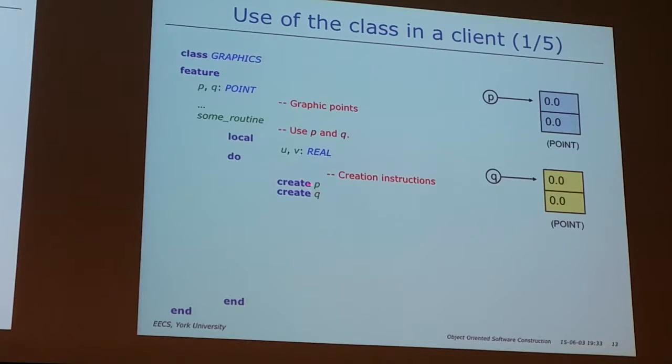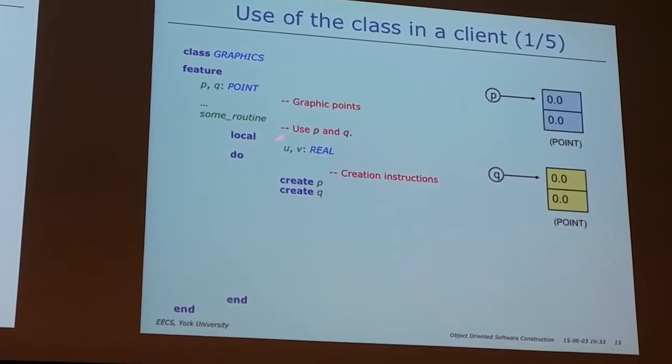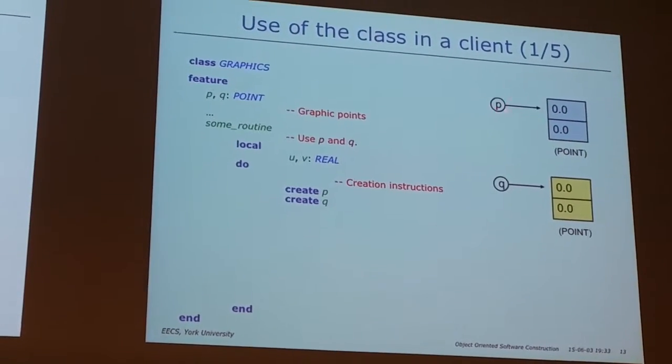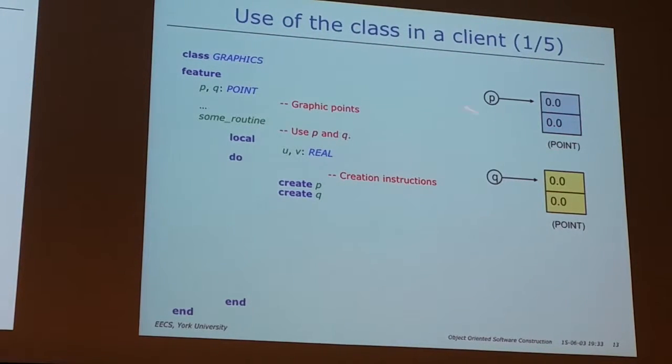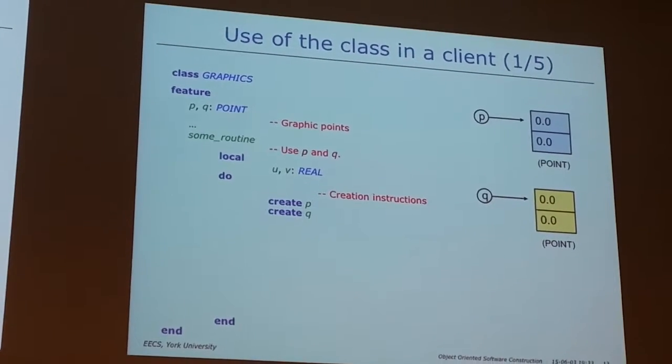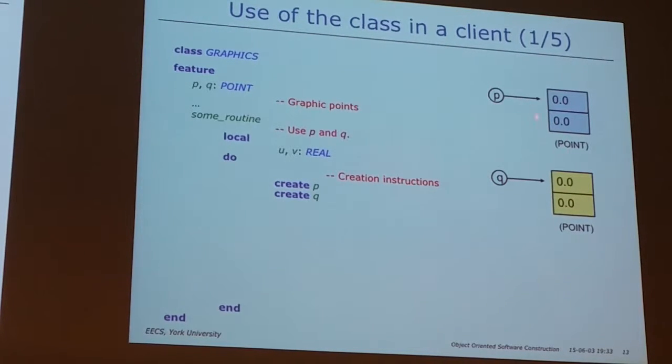Okay, let's say we create P and create Q. So basically P is a reference to some object of type point, right? And Q is simply another one. Since P and Q come from different creation instructions, they should be different. They should be references that belong to different objects.